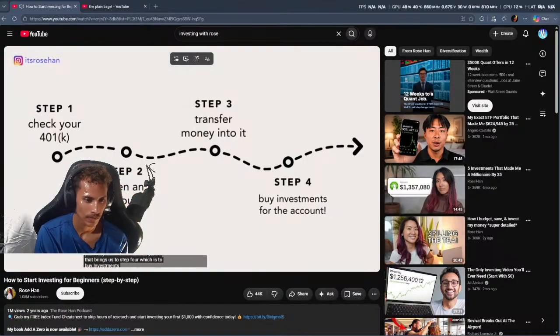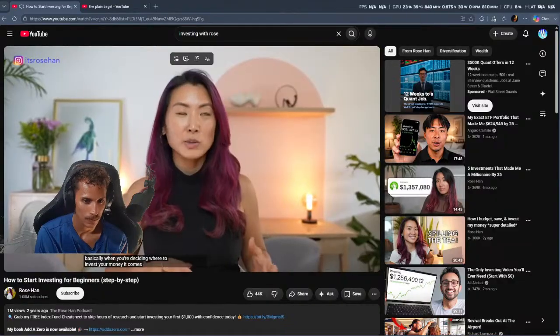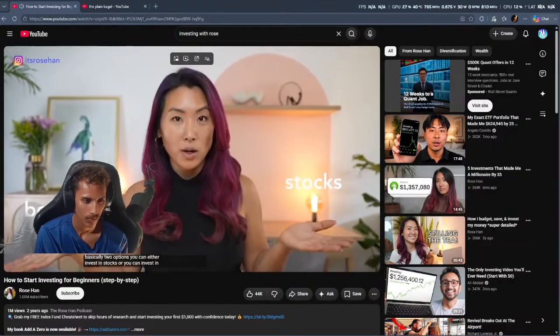So that brings us to step 4, which is to buy investments. This is the fun part. Basically, when you're deciding where to invest your money, it comes down to 2 options. You can either invest in stocks or you can invest in bonds. And I'm going to explain each one by one.